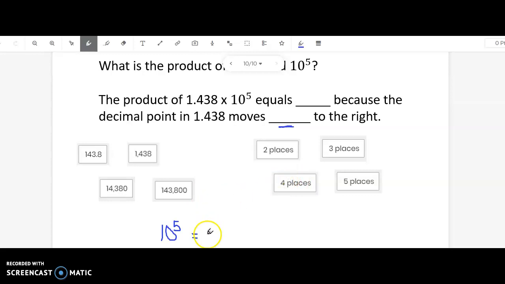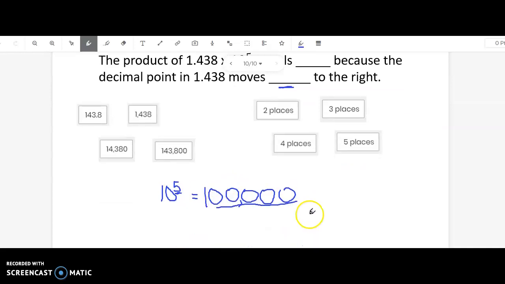So 10 to the 5th power, we've learned that those exponents tell us how many zeros are in the actual number if we were writing it out. So 10 to the 5th power is 100,000. Okay, so there's 5 as our exponent, and there's 5 zeros.